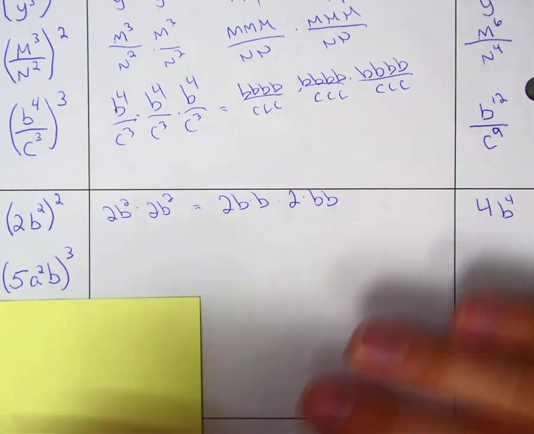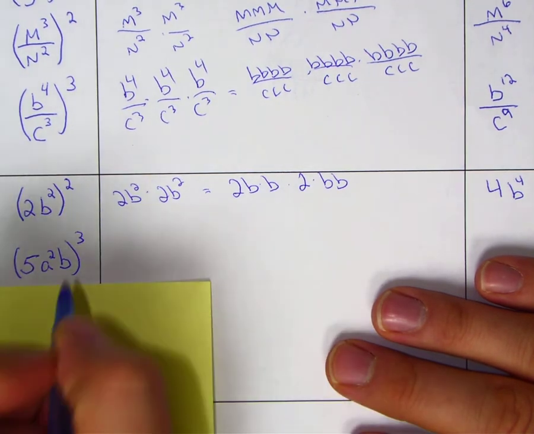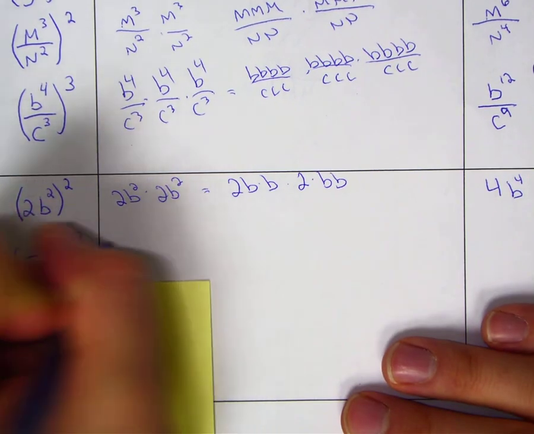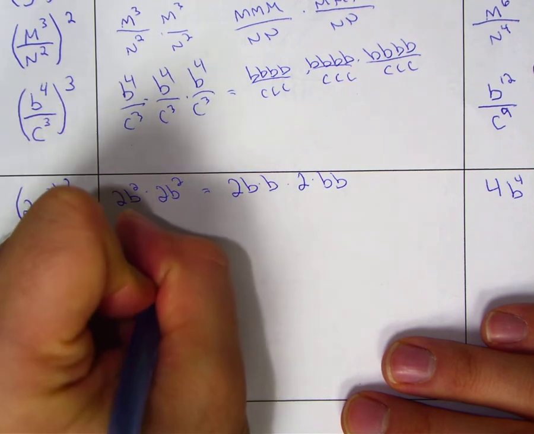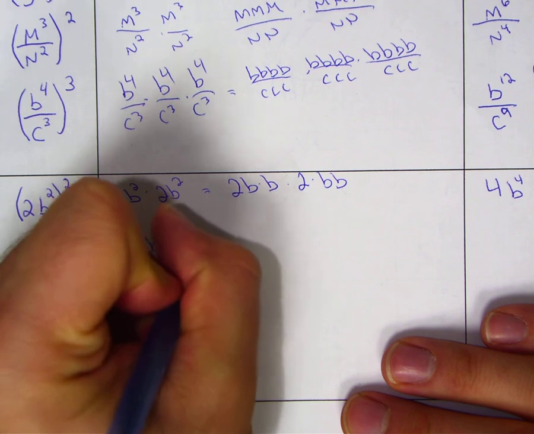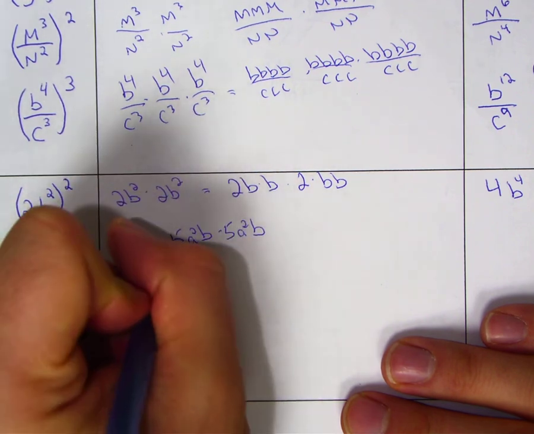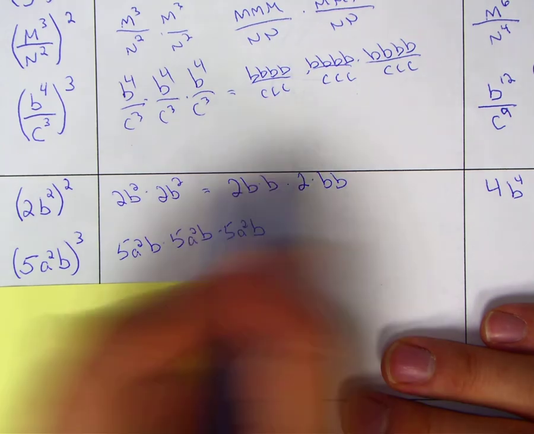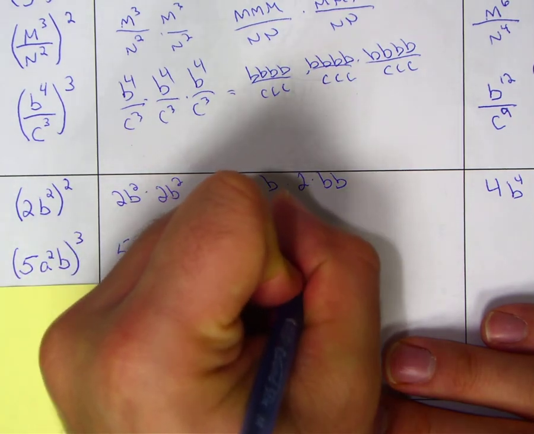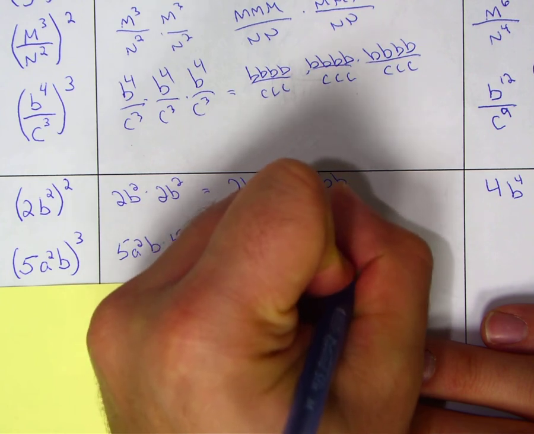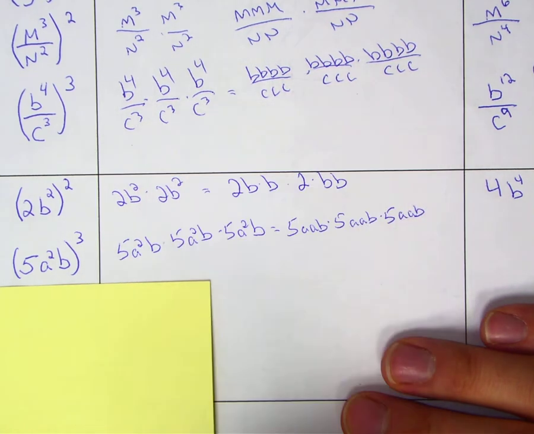All right? So 5a squared b, all to the third. So let's write this out as 5a squared b times 5a squared b times 5a squared b. And now we can just write this out in expanded form. So we've got 5a a b, 5a a b, 5a a b. And we've got all those now.